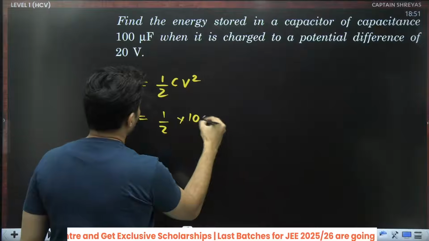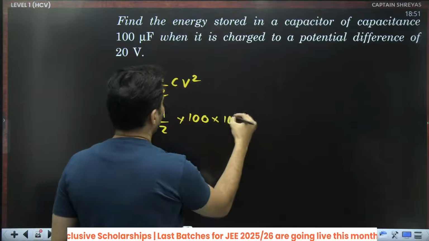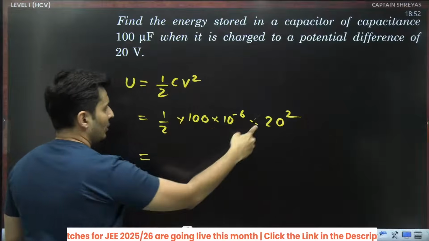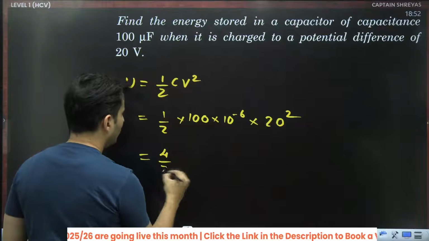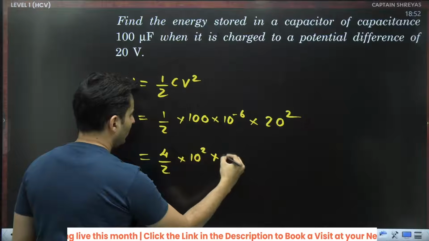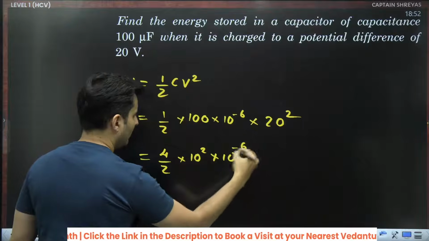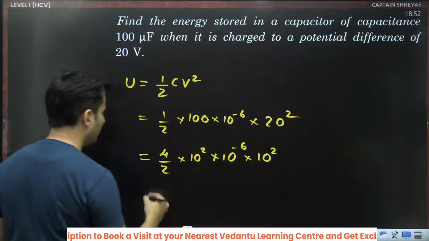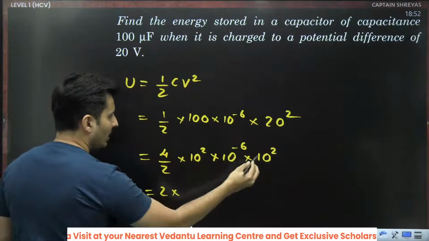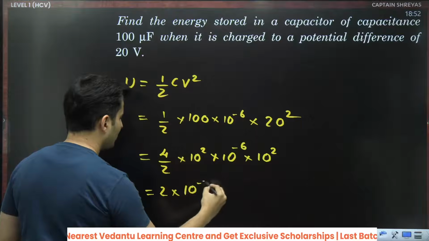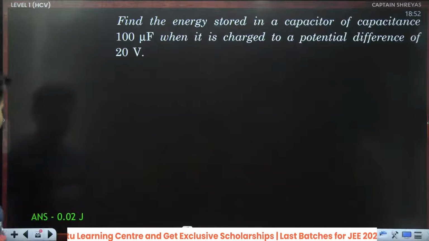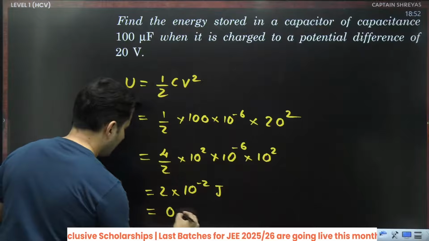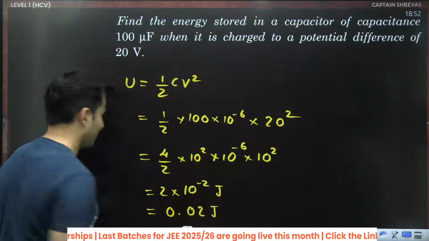Capacitance 100 micro means 10 to the power minus 6. Voltage 20, so 20 square. 2 square is 4 by 2 into 10 to the power 2. From here, this is 10 to the power minus 6 and these 2 zeros, which is again 10 to the power 2. So that is 2 into 10 to the power 4 minus 6, so 10 to the power minus 2 joules. So 2 into 10 to the power minus 2 joules, which is 0.02 joules. Perfect.